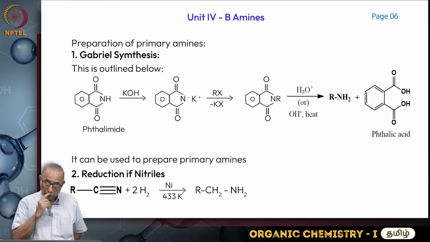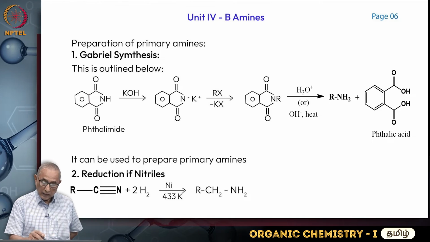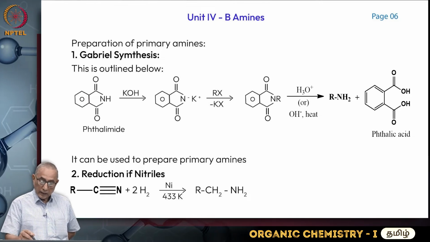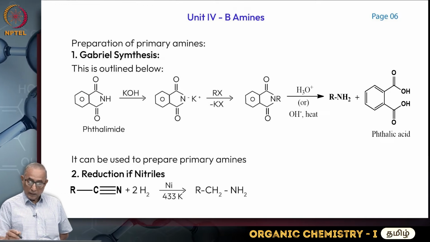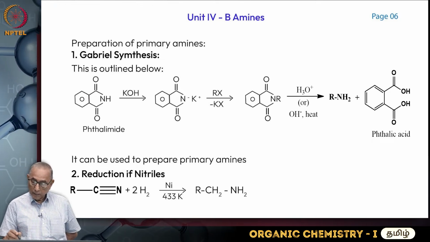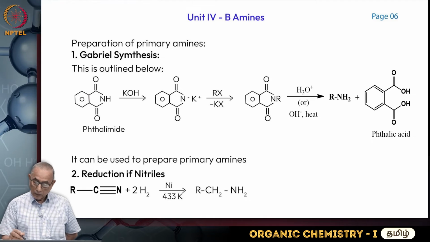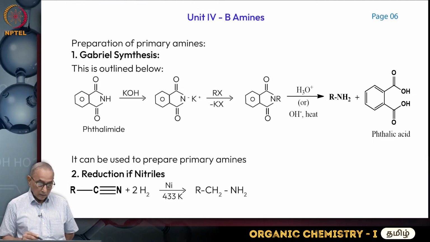If you react it with an alkyl halide, this N will attack the R, X will go as X minus, and you will get alkyl phthalimide. The alkyl phthalimide hydrolyzed பண்ணாக்க you get RNH2 primary amine plus phthalic acid. You can use either alkaline hydrolysis or acid hydrolysis.